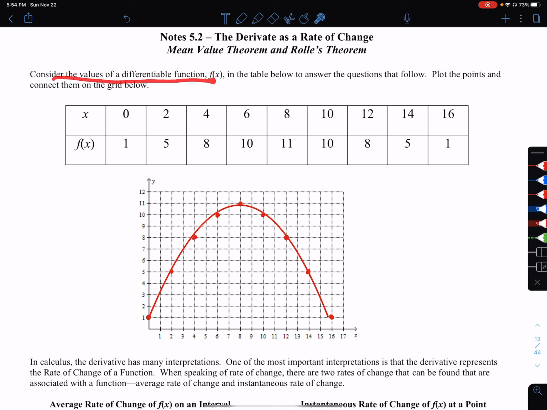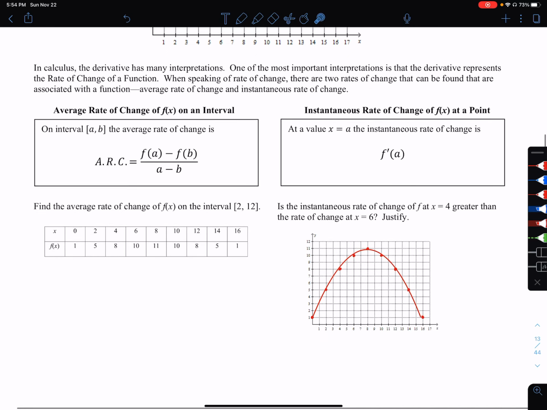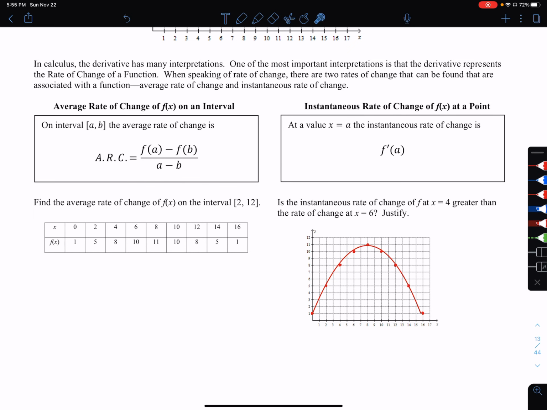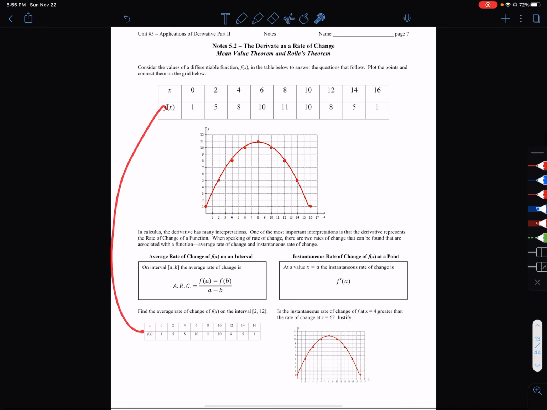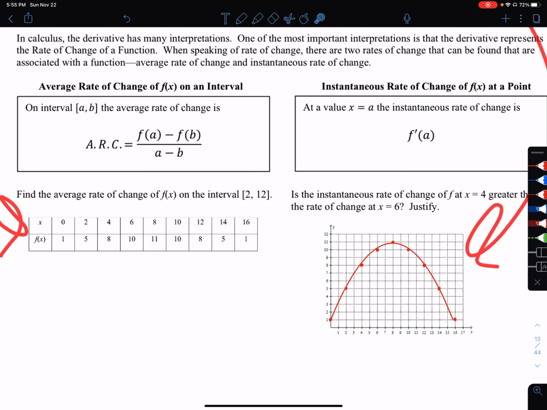Consider the values of the differentiable function f of x in the table below to answer the following questions. Plot the points and connect them on the grid. I've already plotted the points. We got (0, 1), (2, 5), (4, 8), (6, 10), (8, 11), (10, 10), (12, 8), (14, 5), and (16, 1). And then I just tried to make a nice continuous curve. In calculus, I added this stuff down here. I just put this table down here and this graph down here so I could see them easier.